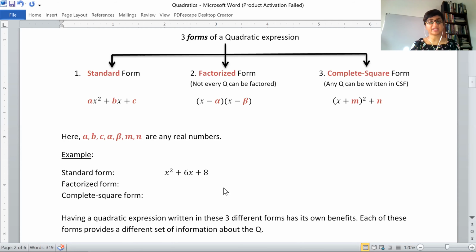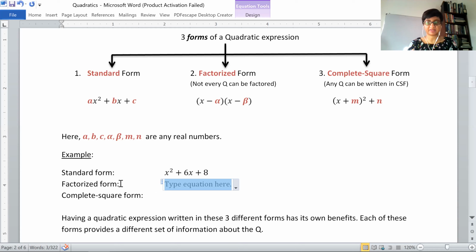So in the example, I gave you a quadratic in standard form. And were you able to write it in factorized form? So what do you get when you write that in factorized form? So now this is something that I expect you to be able to do. That's why we did prerequisite algebra. You all have to be able to factorize this quadratic in one step. You have to be able to write the factors in one step.